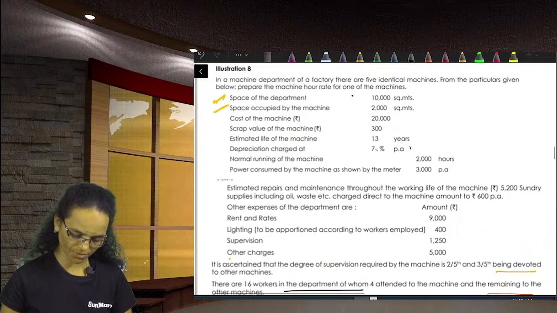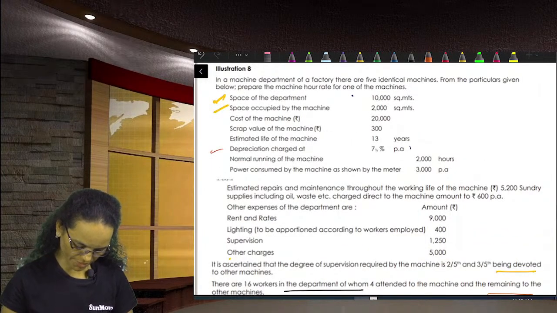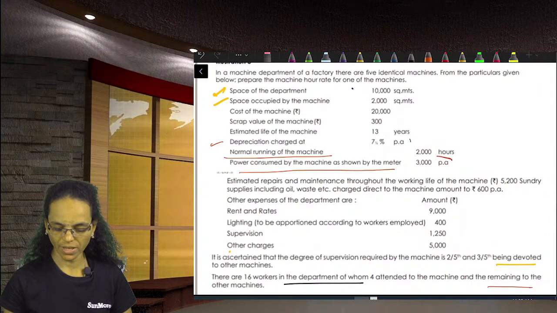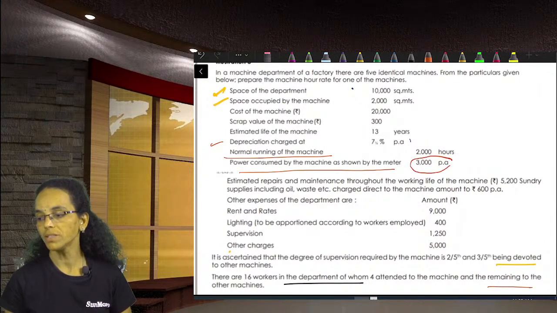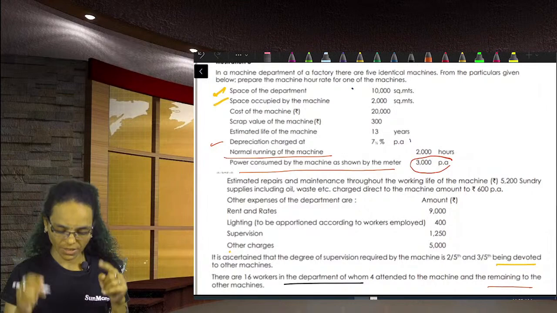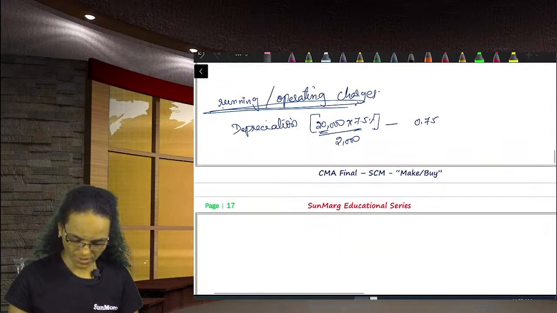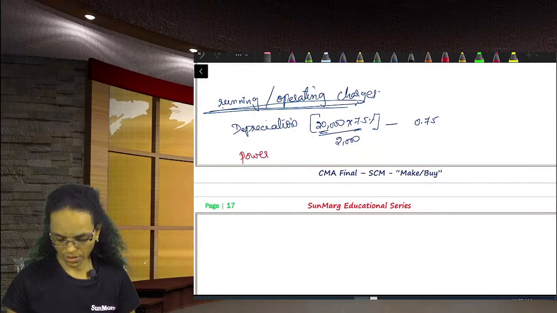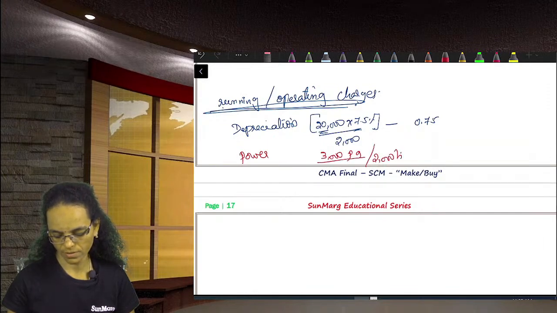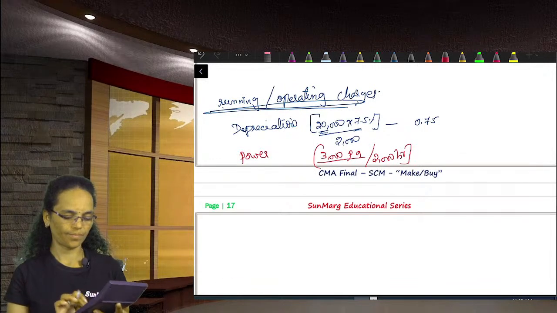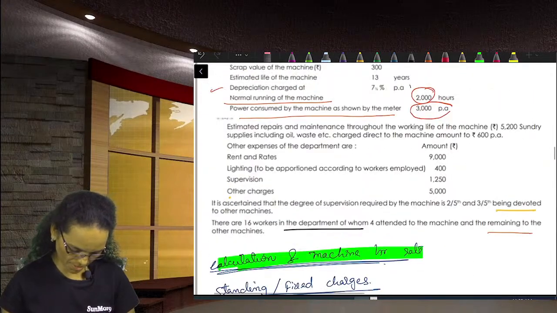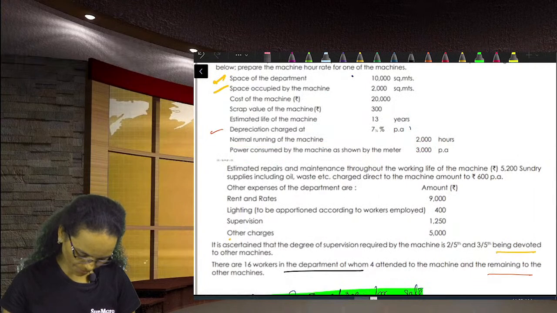One by one we need to check. Depreciation is taken care of. Running hours of the machine we have seen. Power consumed by the machine as shown by meter is 3,000 rupees per annum. Per annum how many hours are we running the machine? 2000 hours. So power cost: 3,000 rupees is the power cost for running 2000 hours, which is 1.5. Power is also done.